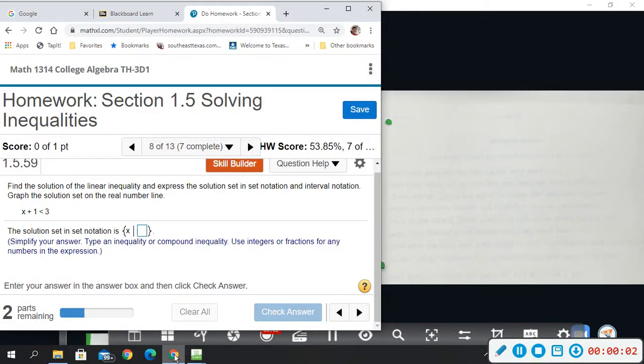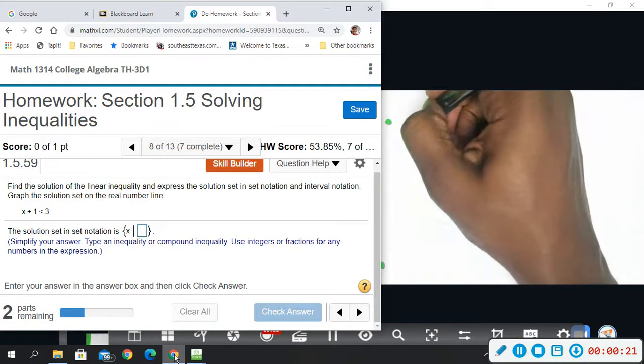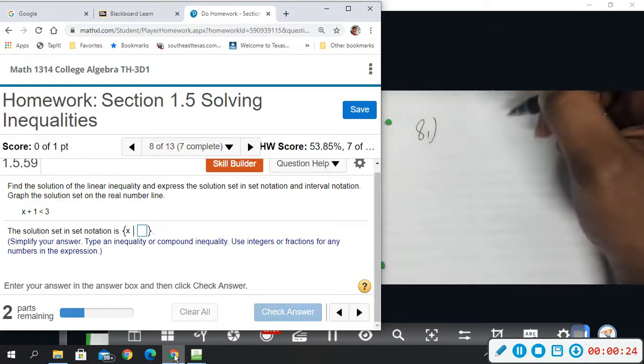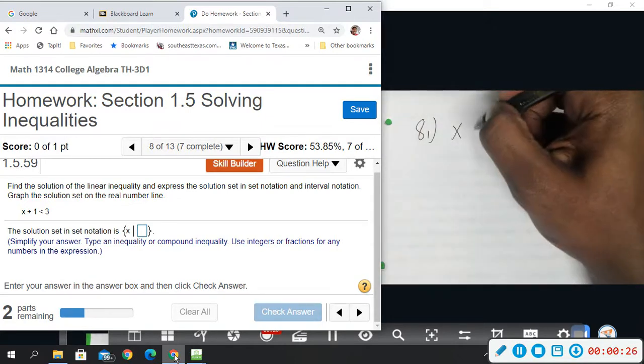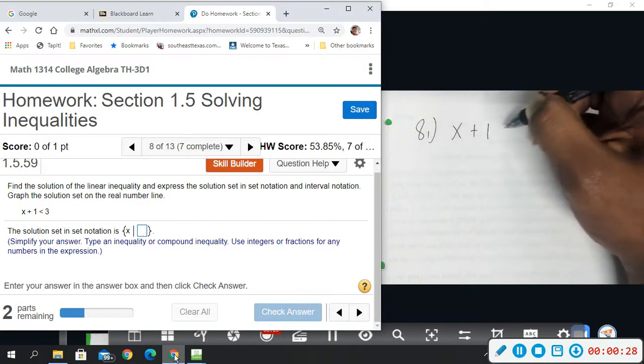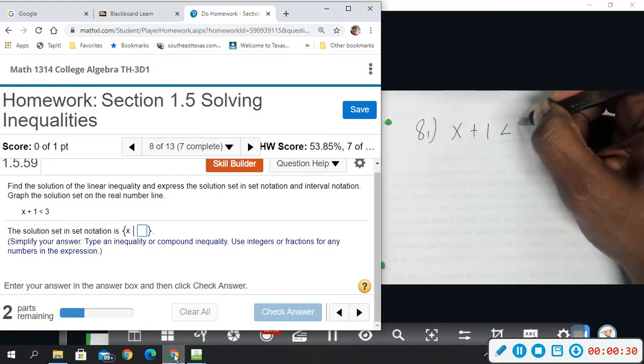All right, number 8, we want to find the solution of the linear inequality and then express the solution in set notation, interval notation, and then we want to graph the solution set on the number line. So all of these are pretty much overlapping. They do the same thing. So we're going to start out writing this down. We have x plus 1 is less than 3.